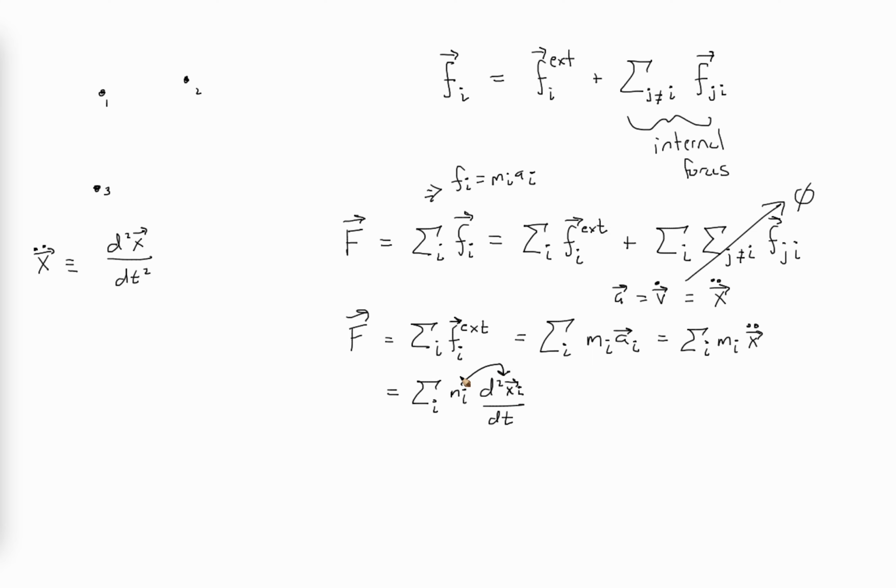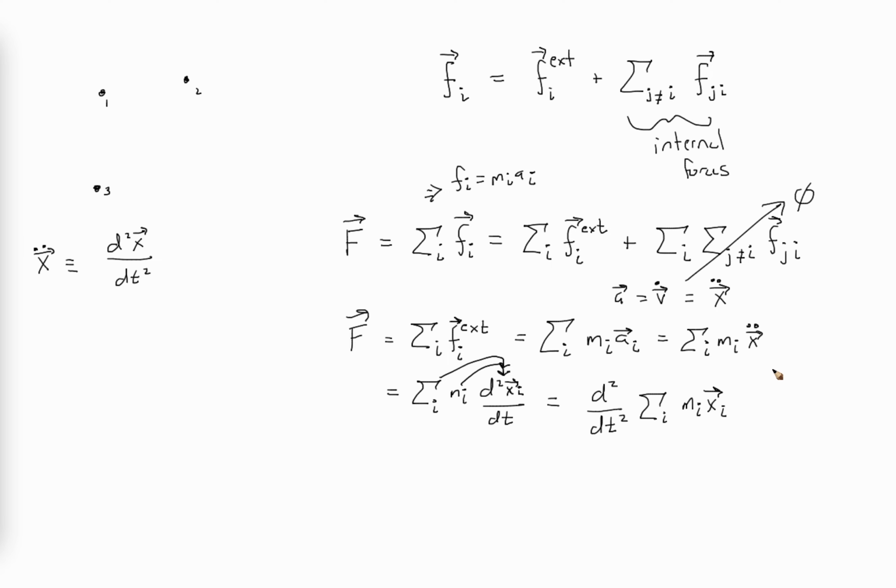And there's also something called a sum rule for derivatives, and you can do the same thing for sums. So we can also plug that in. So what we get is that this is equal to the second derivative with respect to time of the sum over all i particles of the mass of the ith particle times the position of the ith particle.